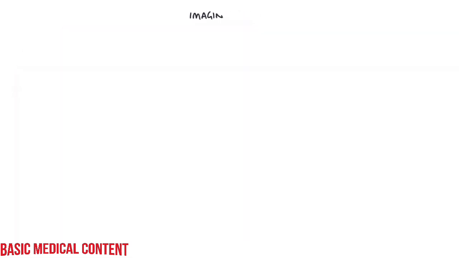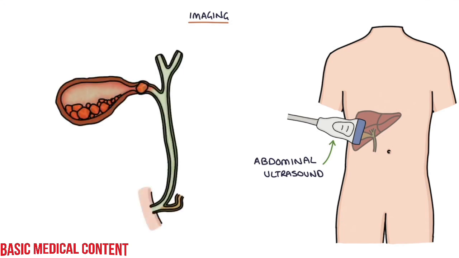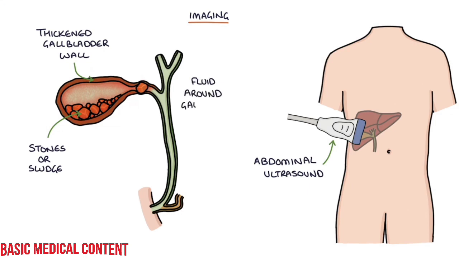Let's talk about imaging. The first step in imaging is to do an abdominal ultrasound scan. The signs of acute cholecystitis on an ultrasound are a thickened gallbladder wall, stones or sludge in the gallbladder, and fluid around the gallbladder.